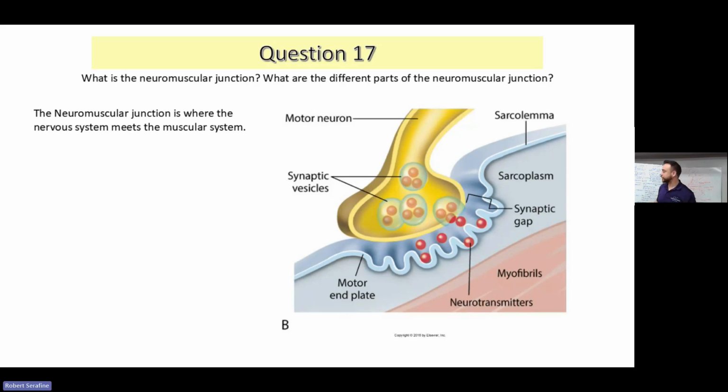If we actually take a look at this picture, when we get to the nervous system lecture, we're going to see that there are different types of neurons, nerve fibers. In this particular case, what's reaching out to the muscle at the neuromuscular junction is what we call a motor neuron. A motor neuron is responsible for causing change or producing motor output in the body.